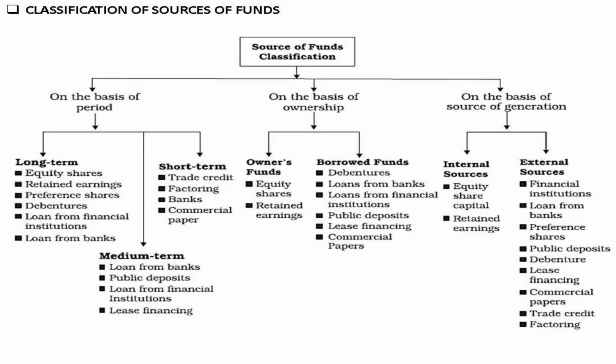Classification of source of fund. We have three categories: on the basis of period, on the basis of ownership, on the basis of source of generation. On the basis of period, we have again three categories: long term, medium term, short term. On the basis of ownership, we have two categories: owner's fund, borrower's fund. On the basis of source of generation, we have two categories: internal source, external source. This is an overview of this chapter.